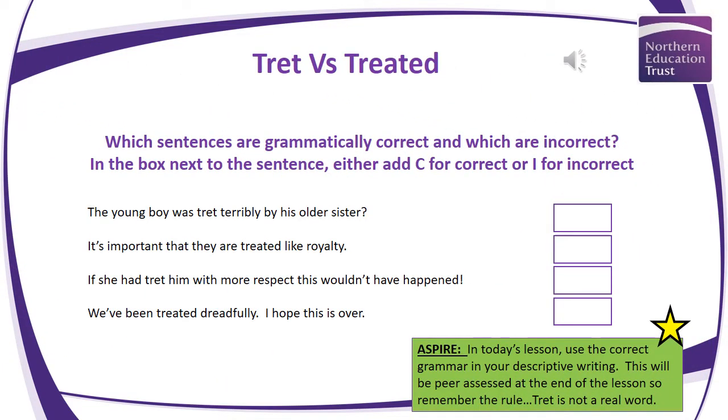Okay, so in front of you, you've got a slide that I can send you if you'd like it, and you can use these to incorporate with your sentences to ensure that they are grammatically correct and which ones are incorrect. So in the box next to the sentence, you can either add a C for correct or an I for incorrect, and you can just change your statements. It's ideal also to put it in your Aspire, so you can say in today's lesson, use the correct grammar in your descriptive writing, or it could actually be in a reading section as well. This will be peer assessed at the end of the lesson, so remember the rule that tret is not a real word. And again, then you can link it back to your plenary.